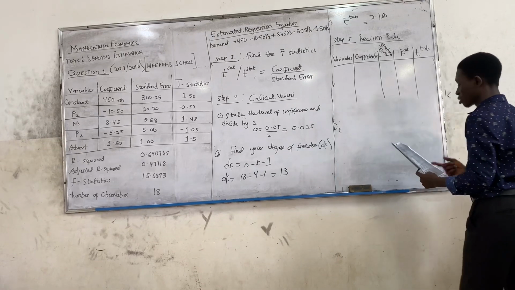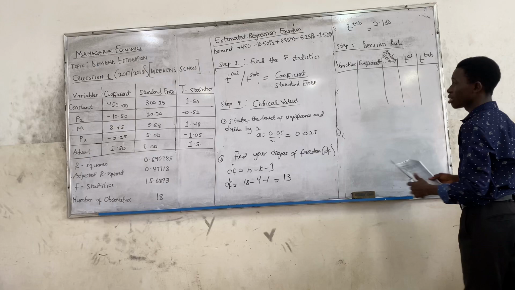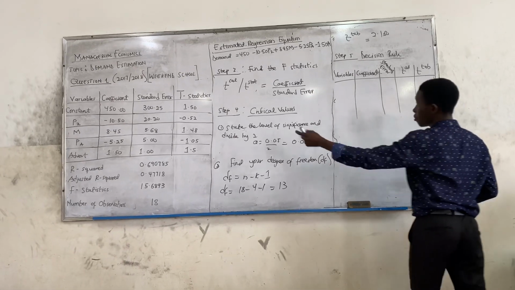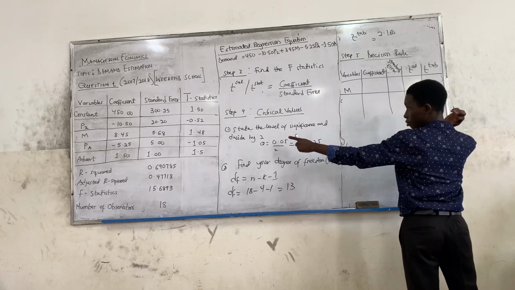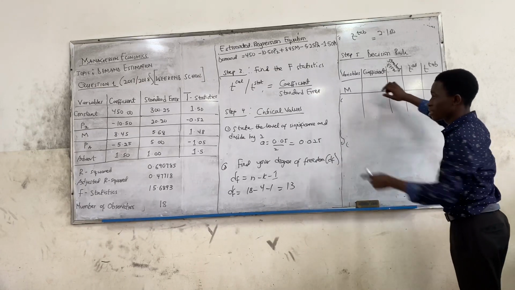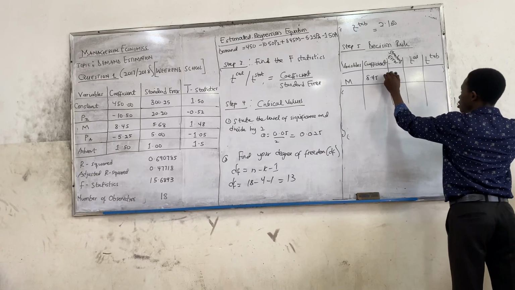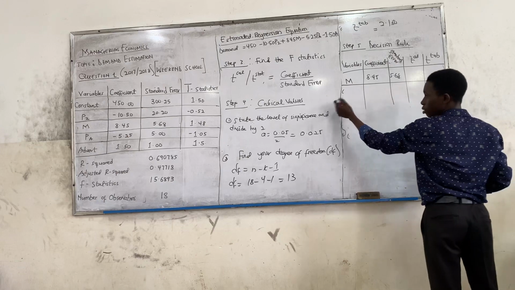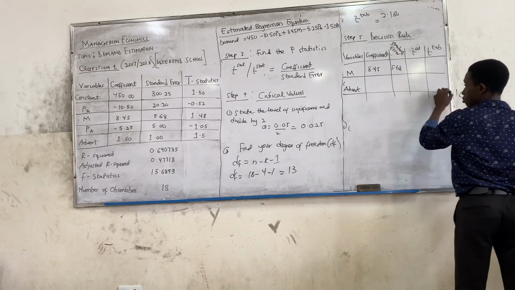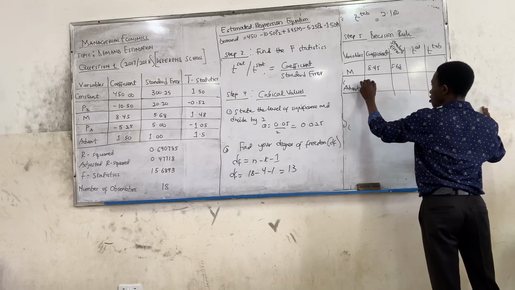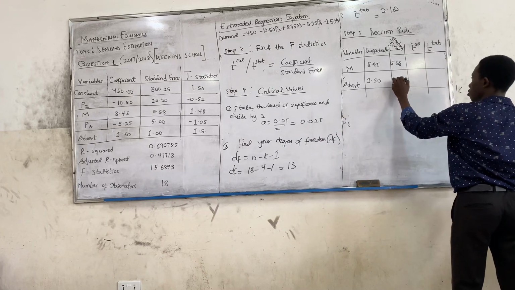At this stage, we should test for the significance of income and advertising, meaning only income and advertising. So income is the variable. Coefficient for income is 8.45, standard error 5.68. And advertising coefficient is 1.50, standard error 1.0.